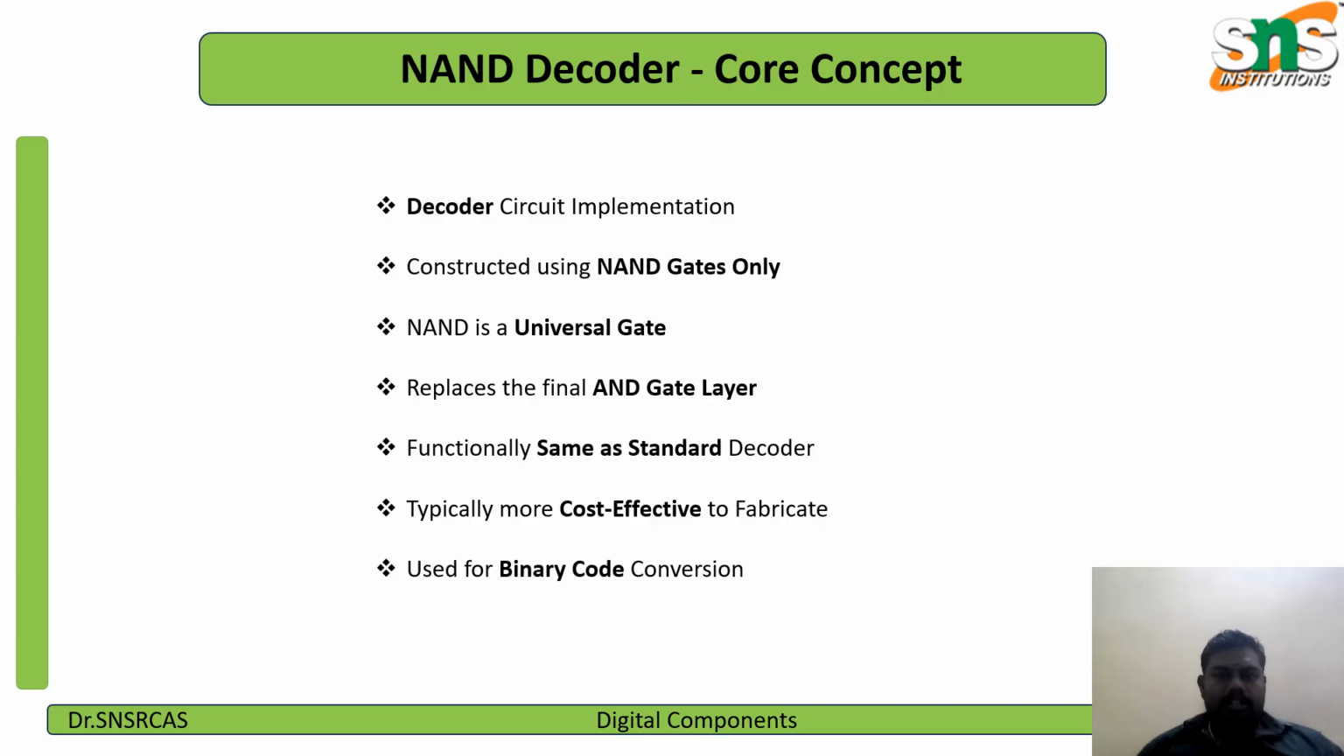The NAND decoder is a core concept. It is a decoder circuit implemented using the NAND gate only. This is called the universal gate. What's the universal gate? That is the NAND gate. Don't forget the name. It replaces the final AND gate layer. Functionally it is the same as the standard decoder, typically more cost efficient in fabrication, and they use the binary code.